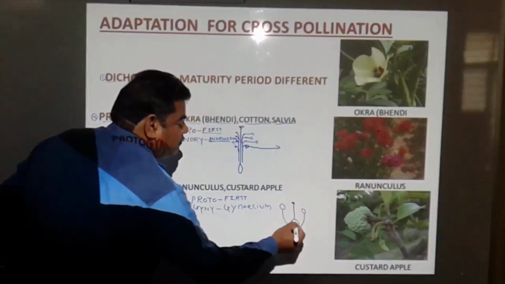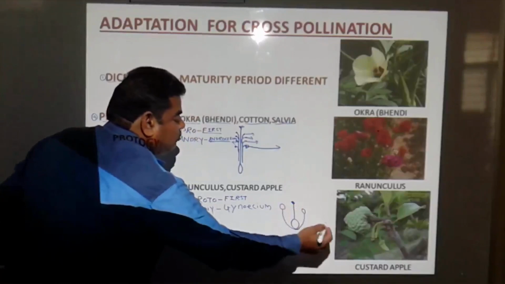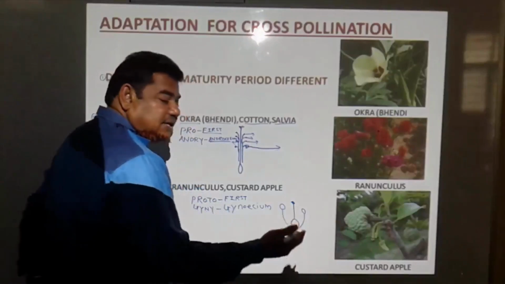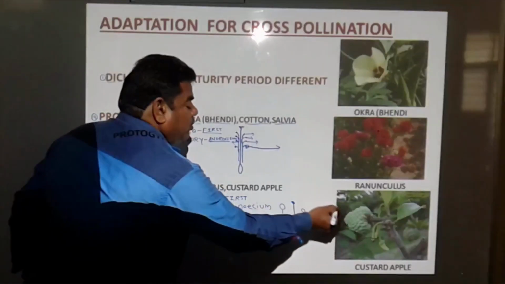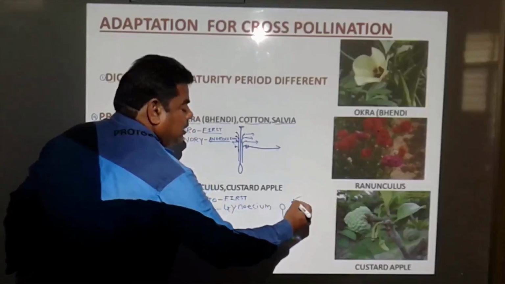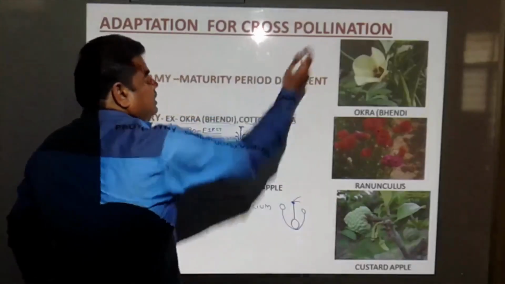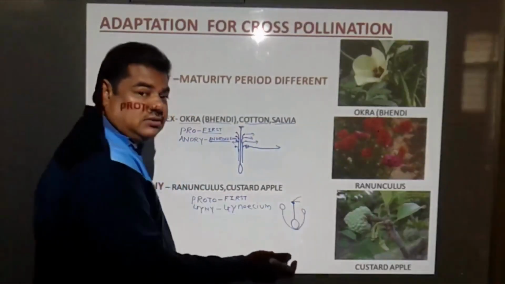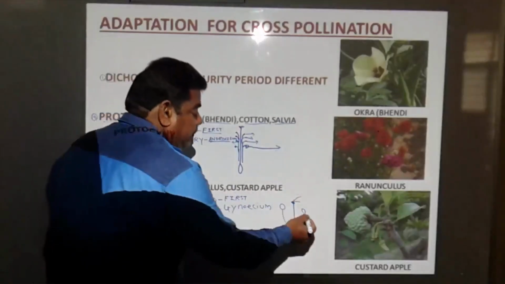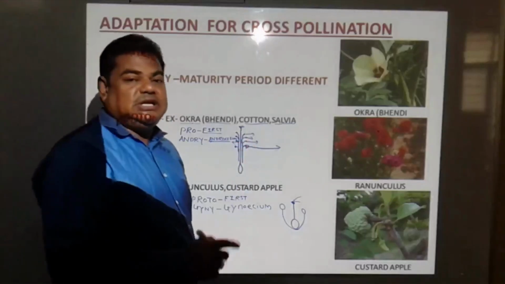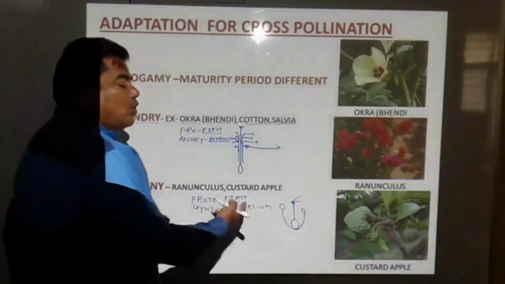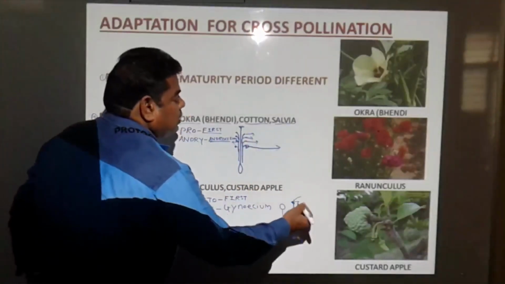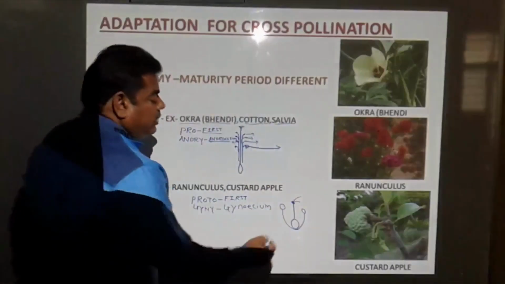When the gynoecium matures first, it totally depends on another flower for the process of what? Pollination. From the other flower, the male reproductive organ, the stamens, pollen grains are carried with the help of wind or insects, and pollination takes place here. Means cross-pollination takes place in ranunculus or custard apple. Though these flowers are bisexual, both sexes present, still cross-pollination takes place. These flowers adapt themselves for cross-pollination, not for what? Not for self-pollination. So here cross-pollination takes place, and self-pollination is totally avoided by this flower.